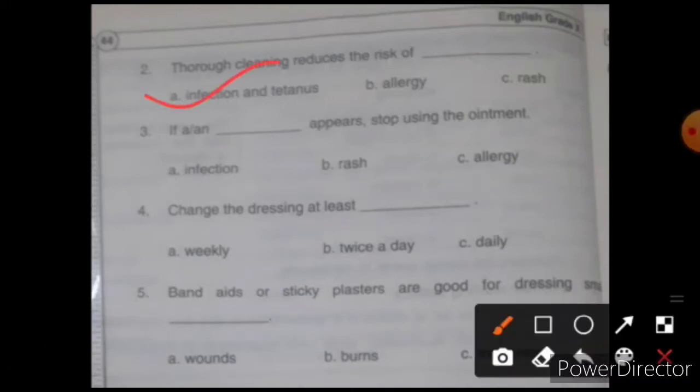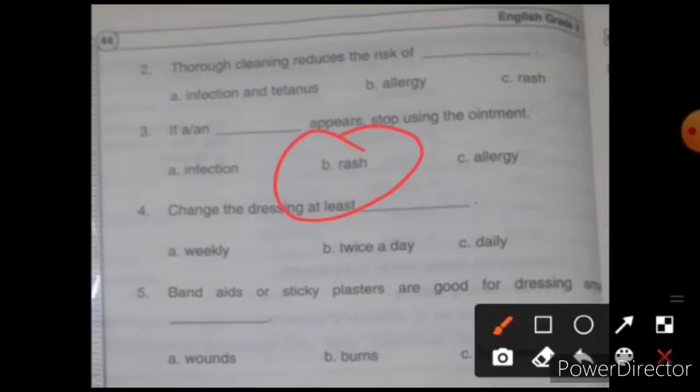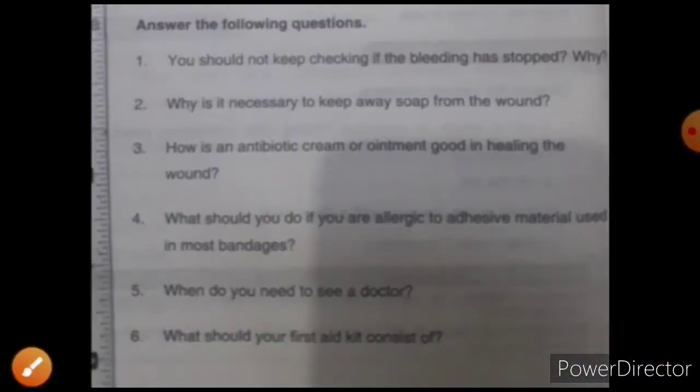Now rash appears, यहाँ पे ये जो सही वाला answer है, that is, if a rash appears, stop using ointment. The next one is change the dressing at least. Now what is the right answer? I told you before, it was daily. Band-aid or sticky plasters are good for dressing small, what do you think is the right answer? Small wounds. Okay, then we have the question answers on this chapter that we are going to do later. मैंने अभी आपको पिछले वाले के भी question answers नहीं दिए. I'm going to do it as a whole, and with this we are going to close this lesson of ours.